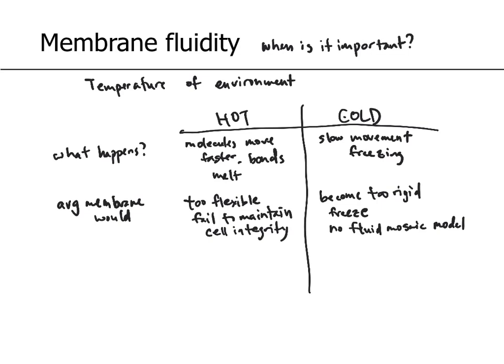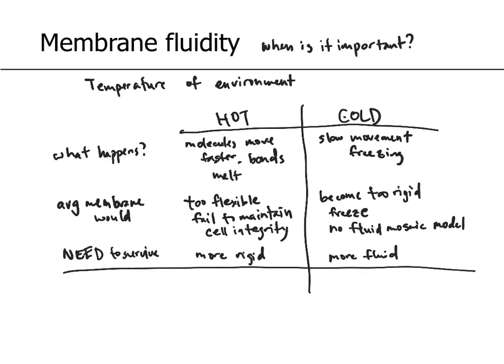All right, so what then do the cells need to survive in these temperatures? If it's becoming too flexible, it would need a membrane that's more rigid. And in the opposite case, if it's trying to fight against rigidity, it would need a membrane that's more fluid. So how do we achieve these things?